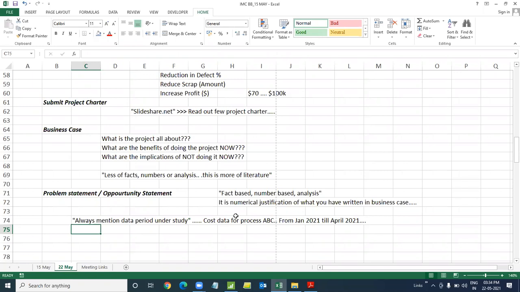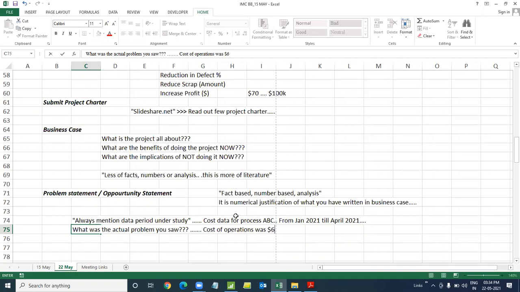Number one, when you looked at the data, what did you find? What was the actual problem you saw? Well, the cost of operations was, say, roughly 65,000 per month. That's what we saw. What was the actual problem? Maybe quality was less, whatever the actual problem in the last 4 months that you might have looked at, from Jan to April. Now, based on this actual problem, what is it leading to?